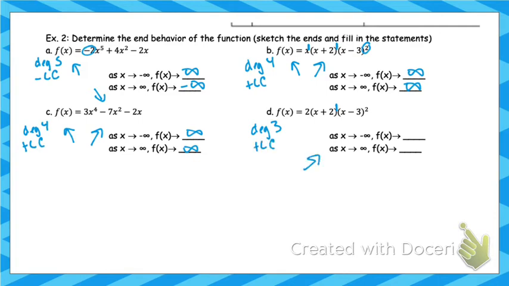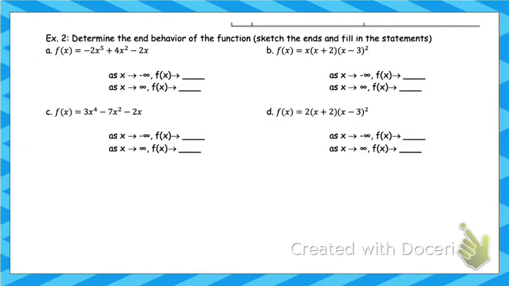So my right side's up. Degree is odd, so I'm opposite. As x approaches negative infinity is the left arrow. Left arrow is going down. As x approaches positive infinity is the right arrow. Right arrow is going up.